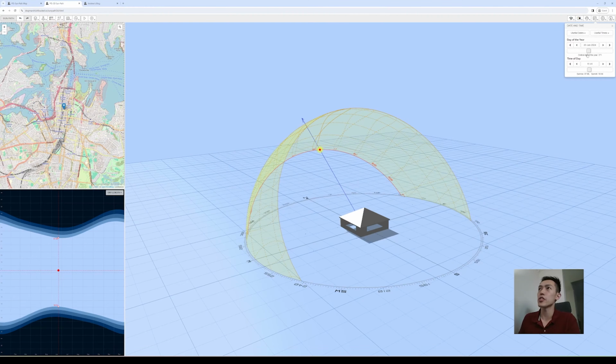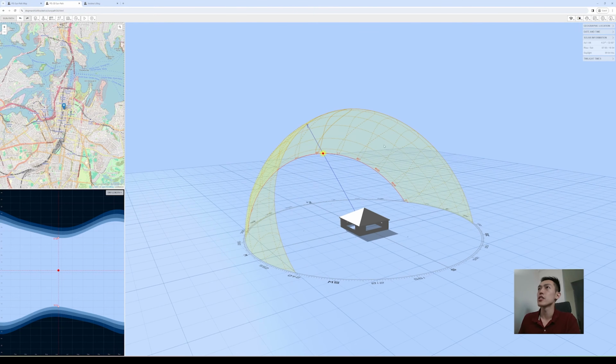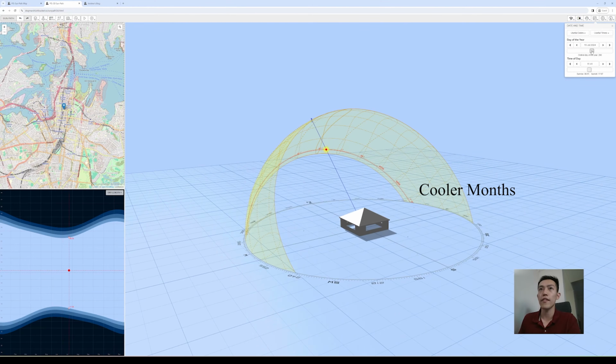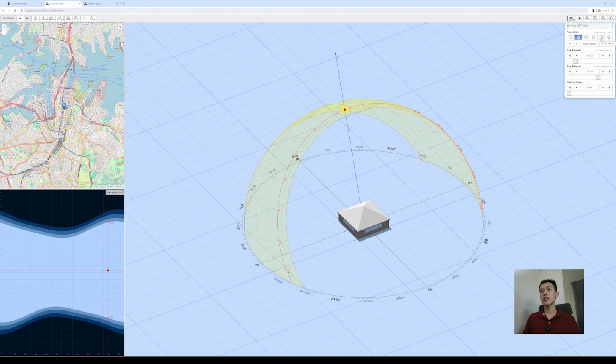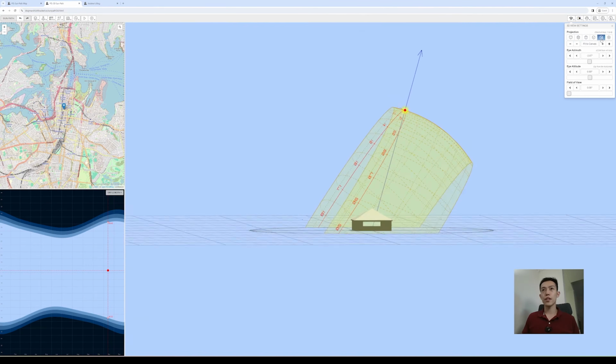But essentially what I want to show you from this diagram is that during the cooler months of the year, the sun will be pretty low around this lower half of the yellow band. And during the warmer parts of the year, the sun will be pretty high up around the upper half of this band. So let's go through that again with a side-on view.